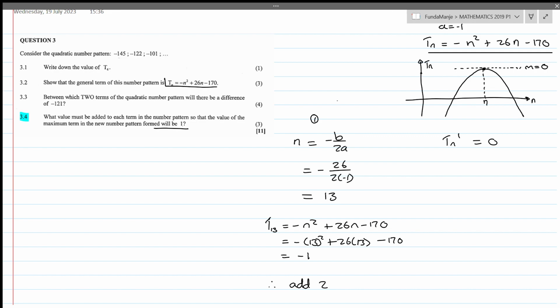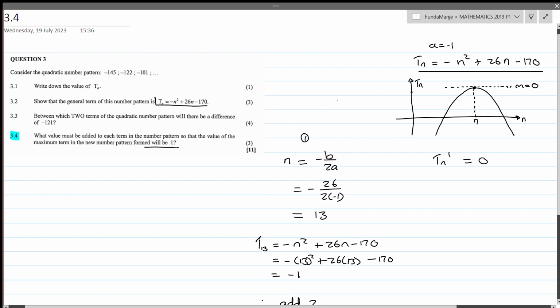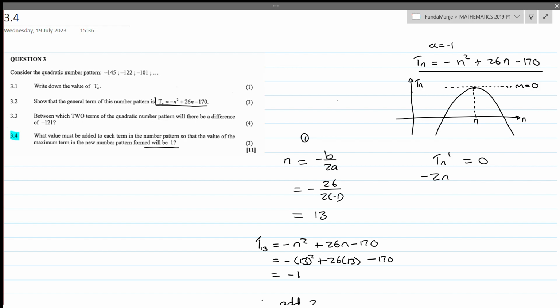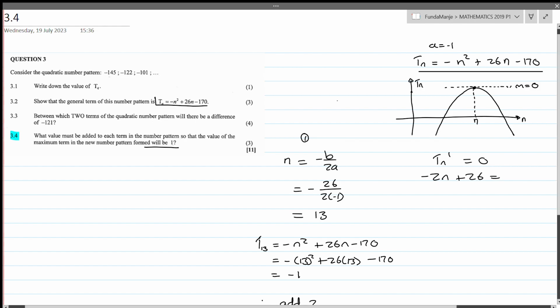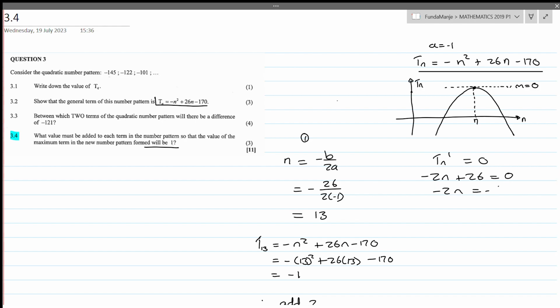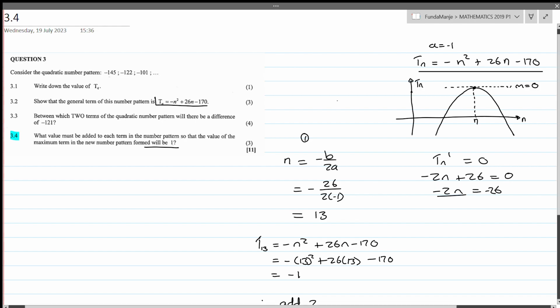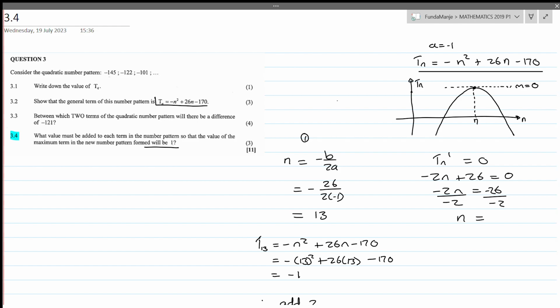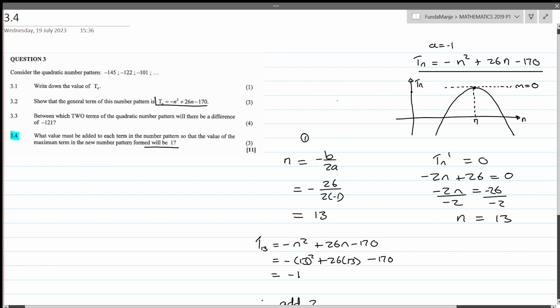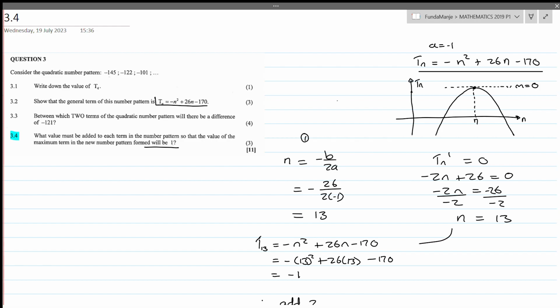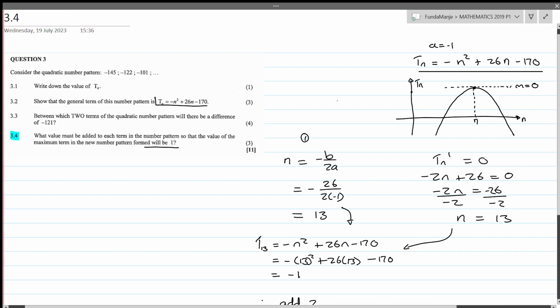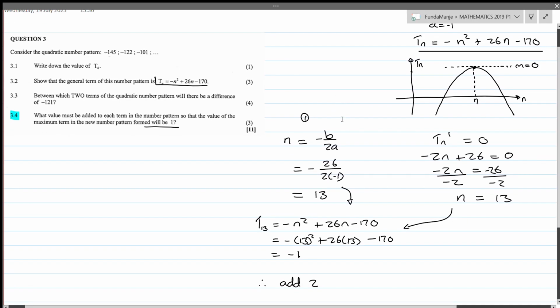So getting the first derivative of our function is not that difficult. It will be -2n plus 26 is equal to 0. Then from this we can throw 26 to the other side, divide both sides by -2, and find that n is also equal to 13. So we get the same answer. From this you can follow the same steps in order to reach the same conclusion of adding 2.